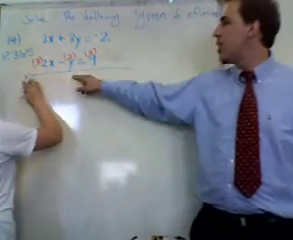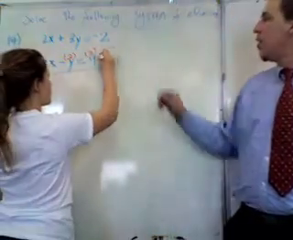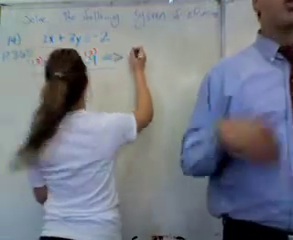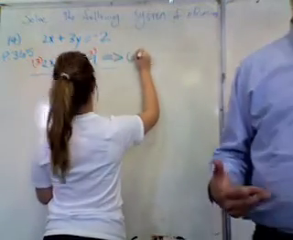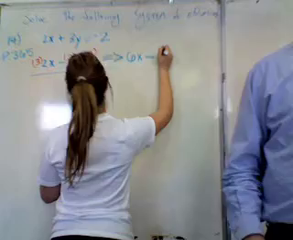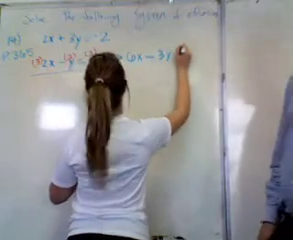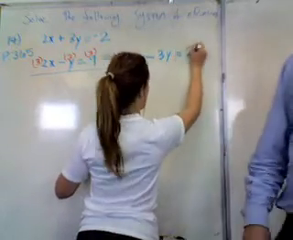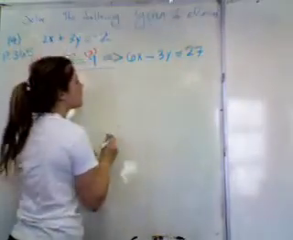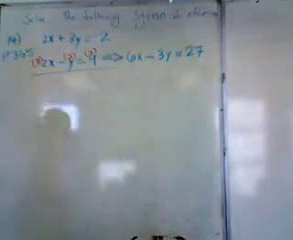So rewrite the second one. Just go ahead and rewrite it over here, with the arrows. We're going to rewrite it because it makes it neat. Okay? 6x minus 3y equals 27. That's the same equation but rewritten, okay?